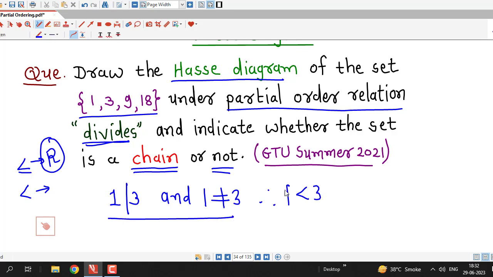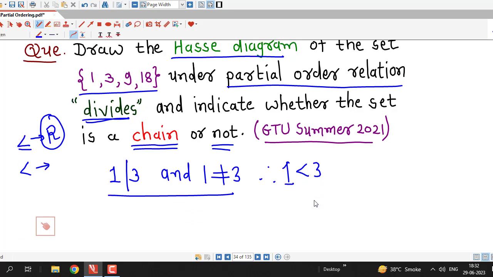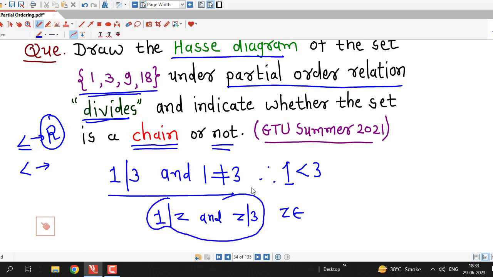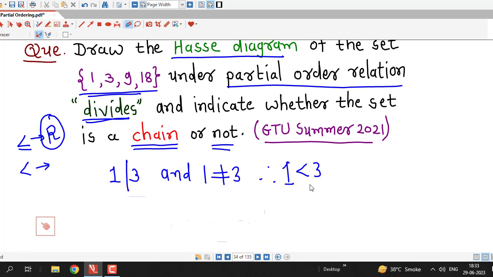And we know that if 1 is less than 3, then the circle for 1 is drawn below the circle for 3, and here 3 is a cover of 1 also, and we don't have any element z such that 1 divides z and z divides 3. There is no such z in the given set. So 1 is covered by 3 or 3 covers 1. Therefore we will join the circles for 1 and 3 by a line segment.